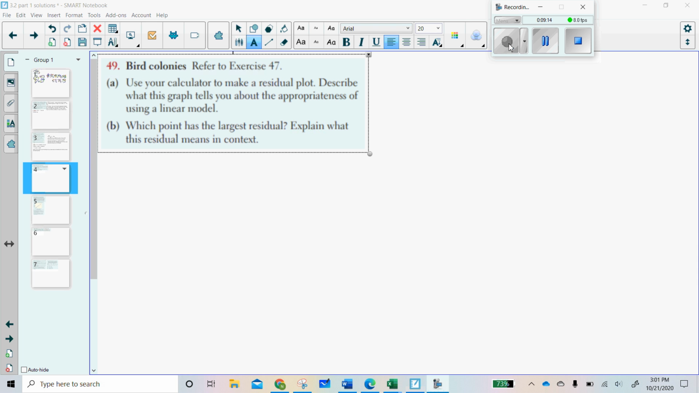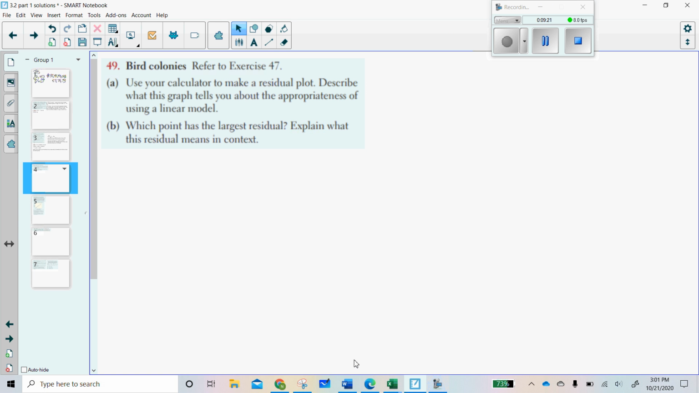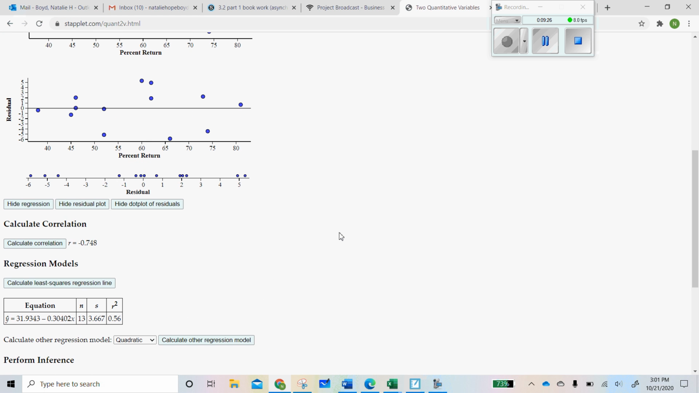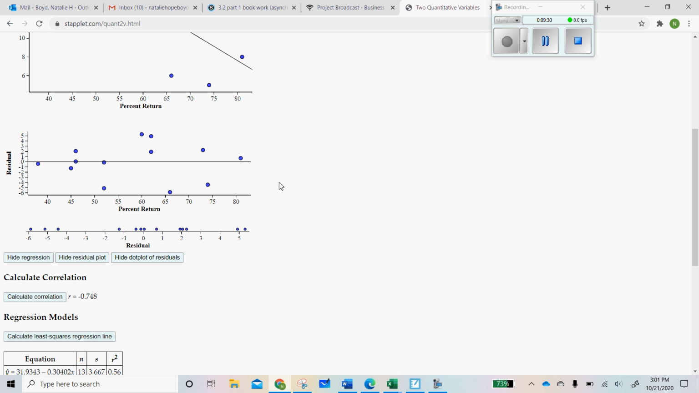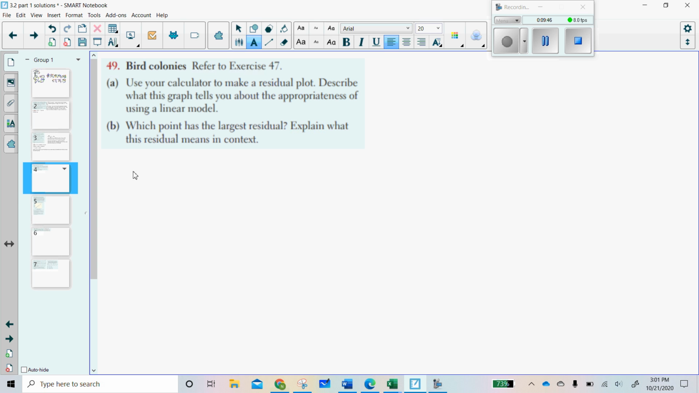Question number 49 actually refers to the one that we just did. It says use your calculator to make a residual plot and describe what this graph tells you about the appropriateness of using a linear model. So I'm going to go back to my Statlet here. Because I had calculated the least squares regression line, the Statlet automatically makes a residual plot for you. Notice there's not really a pattern here. It doesn't curve. It's not like below, above, below, above. It's fairly mixed here, not a really big pattern. That means that a linear model is appropriate.